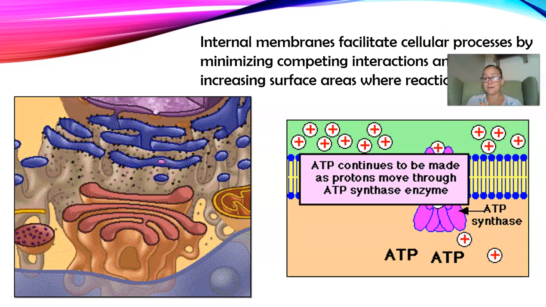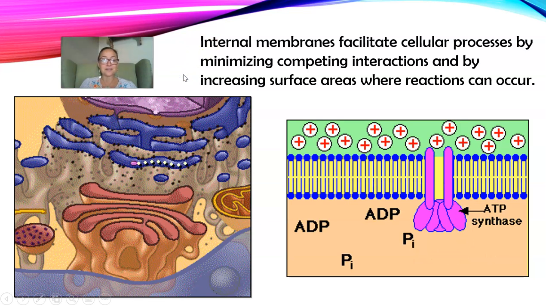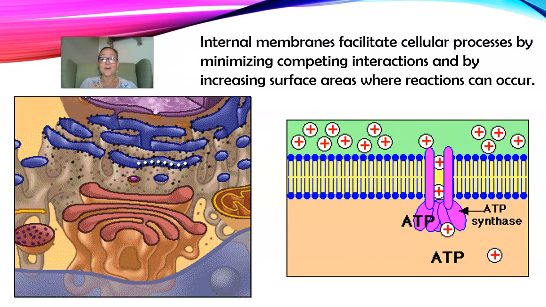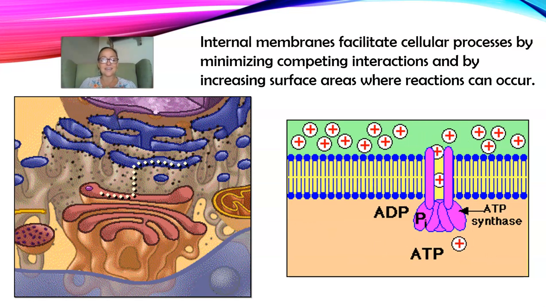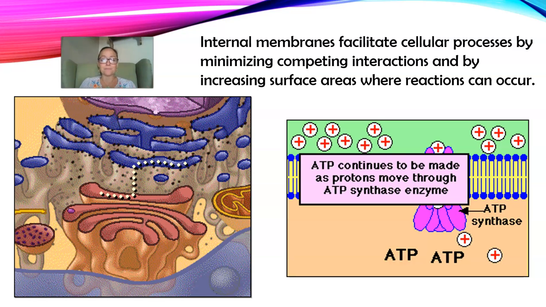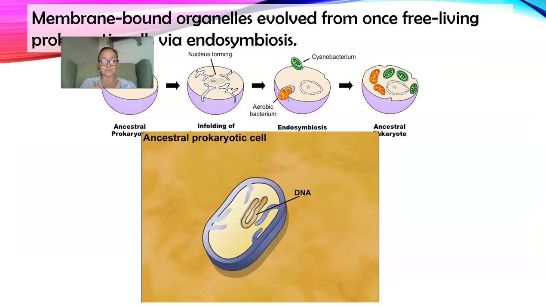We've talked a bit about membranes. So internal membranes facilitate cellular processes by minimizing competing interactions and increasing surface area where reactions can occur. We'll talk more about this surface area idea in as far as inner membranes in Unit 3 when we talk about the cristae in a mitochondria.